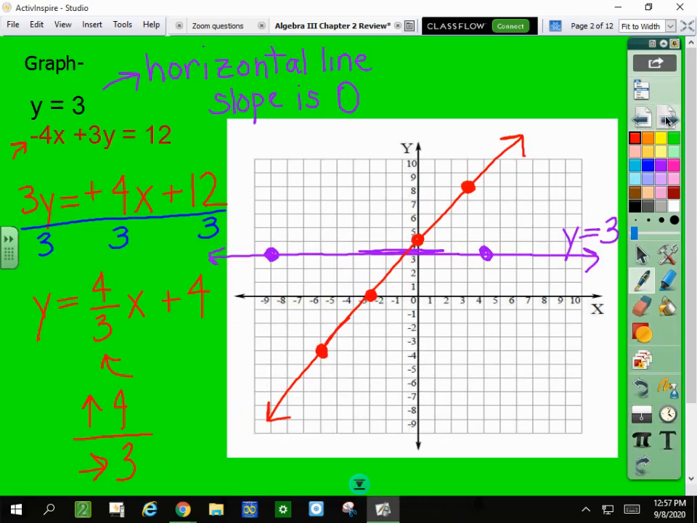On the second slide, y equals 3 is horizontal, so the slope is 0. It does have a y-intercept though. It crosses at 3 because y is always 3. And then the last equation, we had to rewrite into slope-intercept form. So the y-intercept is 4 and the slope is 4/3. The slope is positive, so this line is also rising.